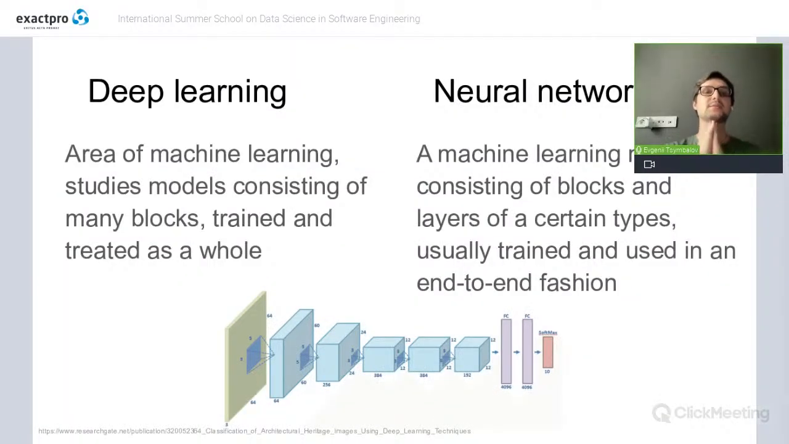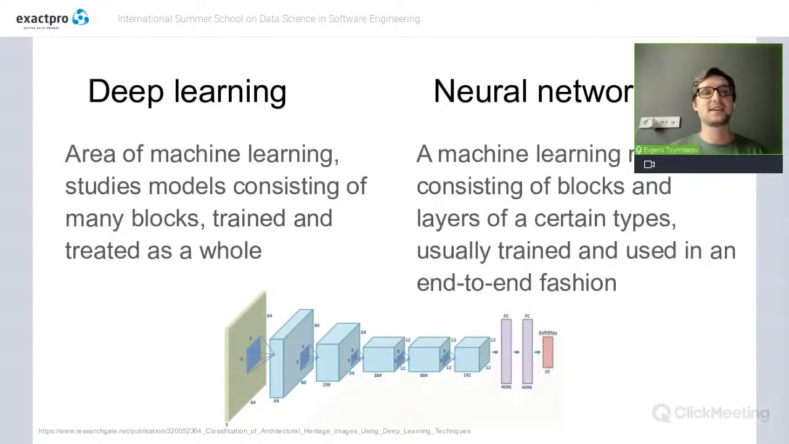Let's start with neural networks and deep learning. Machine learning is a field of study which studies models that are solely based on data, predict some properties, and could be used in various ways. Deep learning is a subfield of machine learning which studies models which consist of many blocks. It's not necessarily neural networks, but now these are synonymous because of the nice capability of neural networks. So deep learning studies large models which consist of large blocks.